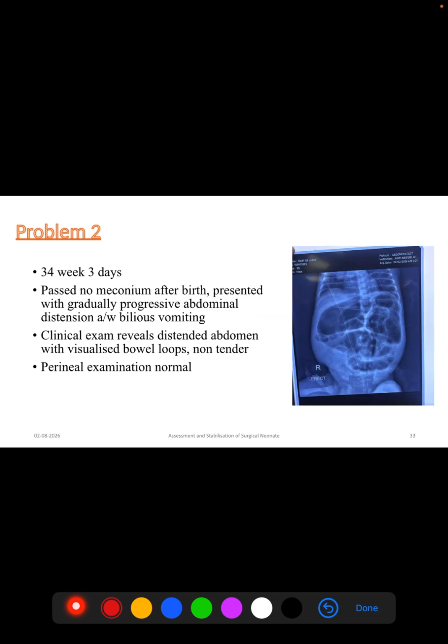Okay. Then this is a second neonate, 34 weeks 3 days, passed no meconium after birth, presented with gradually progressive abdominal distension associated with bilious vomiting. Clinical examination revealed distended abdomen with visualized bowel loops which are non-tender. Perineal examination was normal. You did an X-ray and you saw that there is a disparity between the dilated bowel loops and there is no air fluid level.